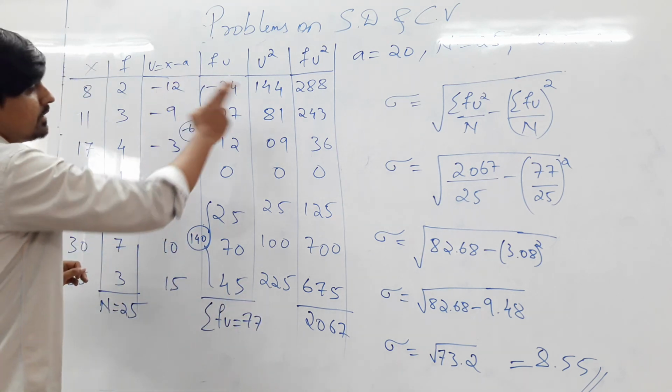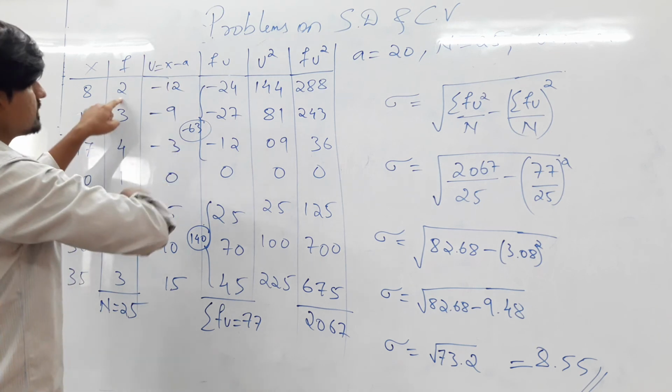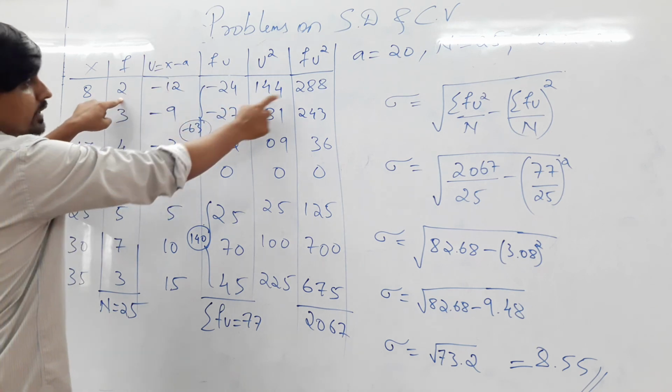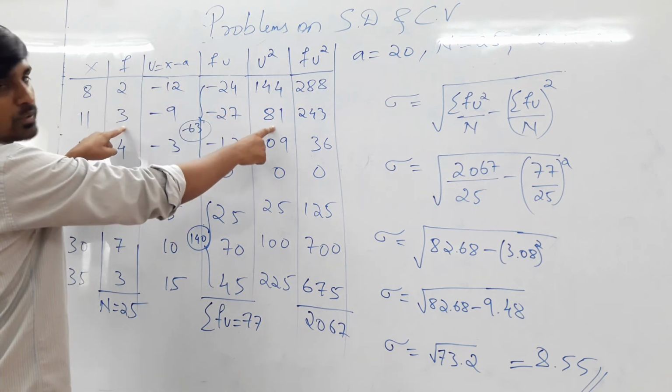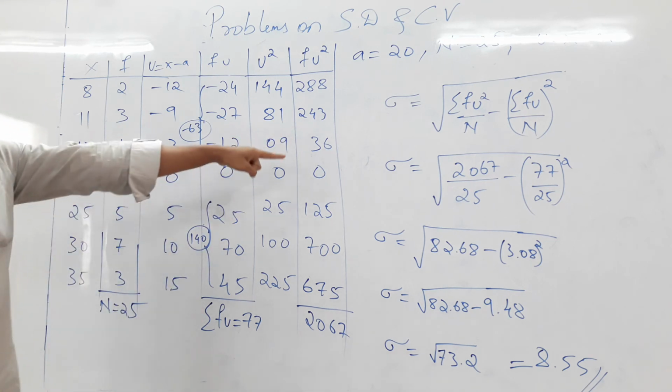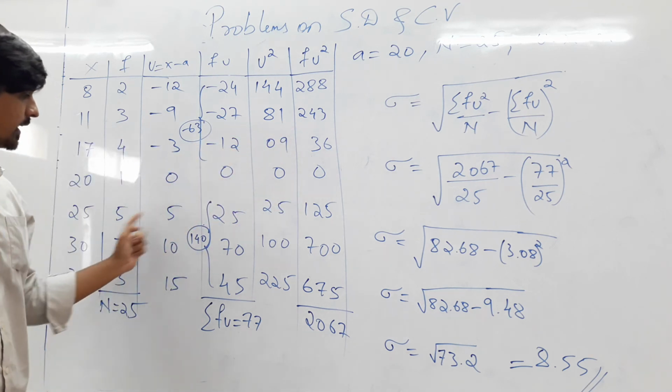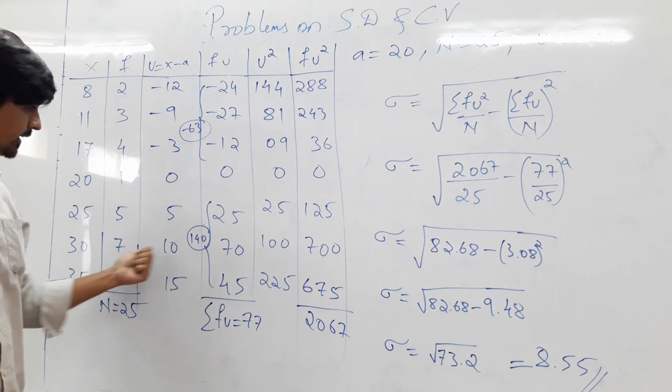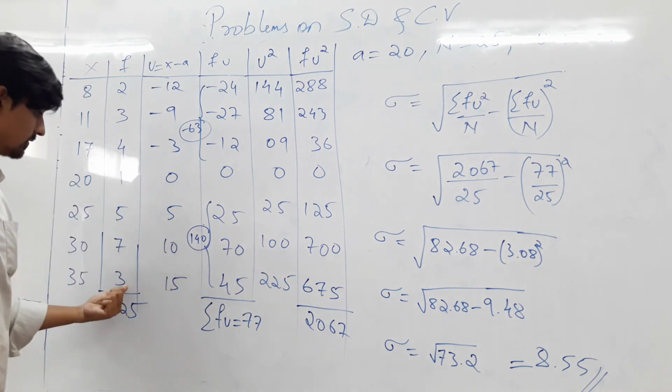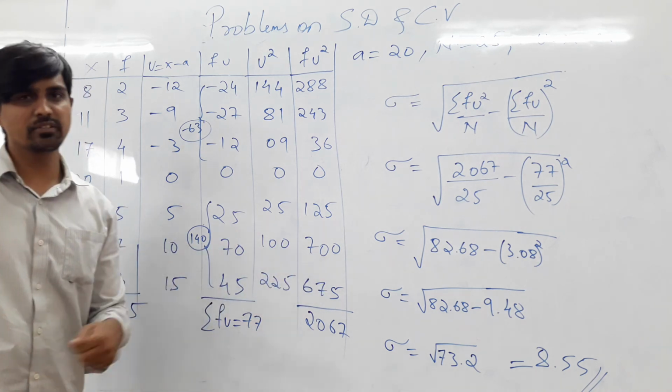Next, f into u square. F is here, u square is here. 2 into 144 is 288. 3 into 81 is 243. 4 into 9 is 36. 1 into 0 is 0, 5 into 25 is 125, 7 into 100 is 700, 3 into 225 is 675.